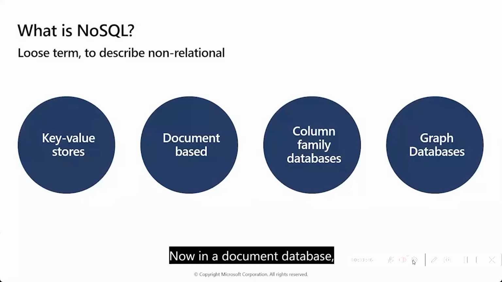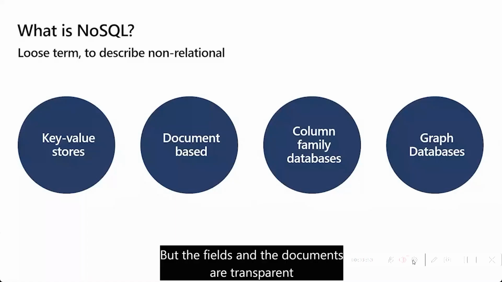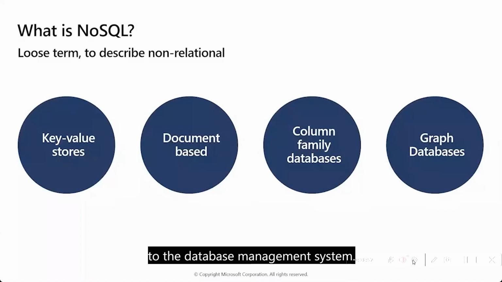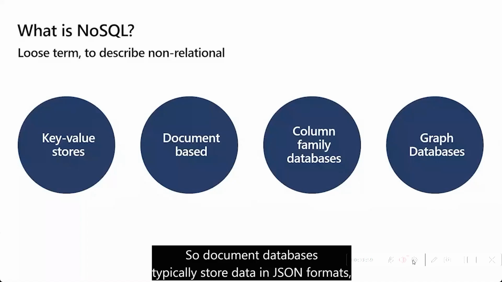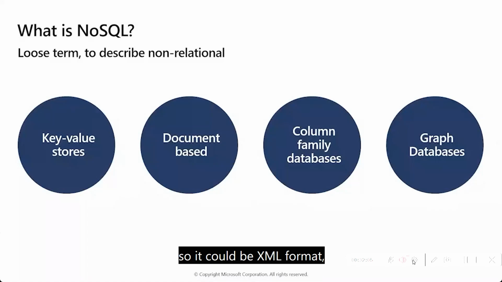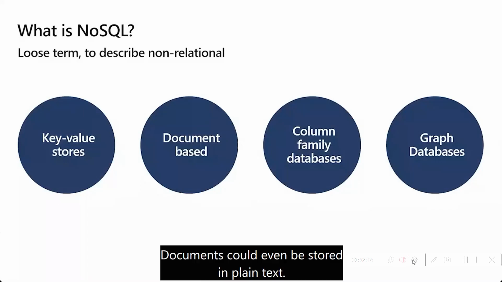Now, in a document database, the data is stored as documents, and each document has a unique ID. But the fields in the documents are transparent to the database management system. So document databases typically store data in JSON format, but they can also use other types of encoding. So it could be XML, YAML, or binary JSON. Documents could even be stored in plain text.